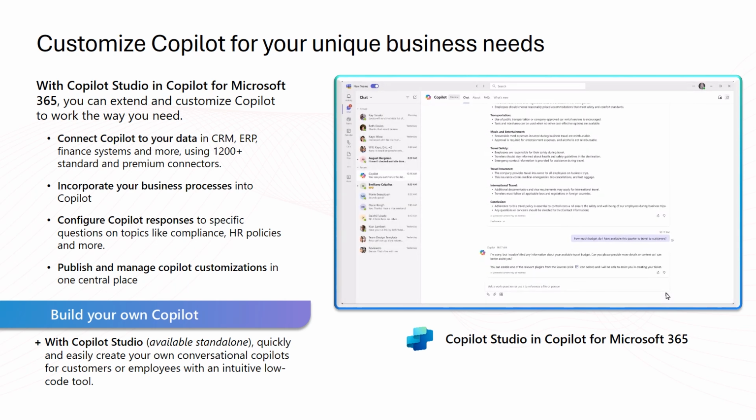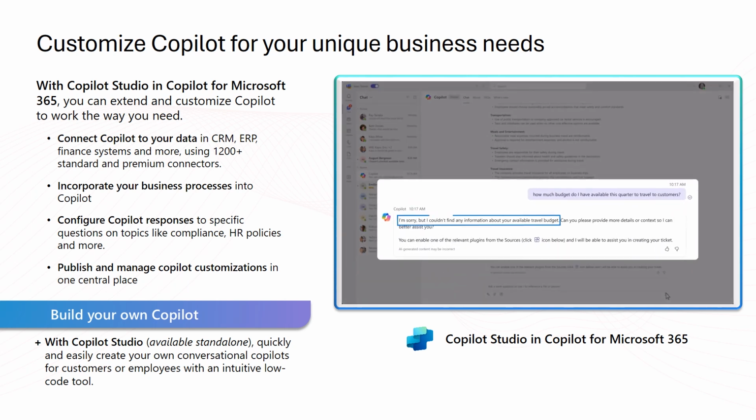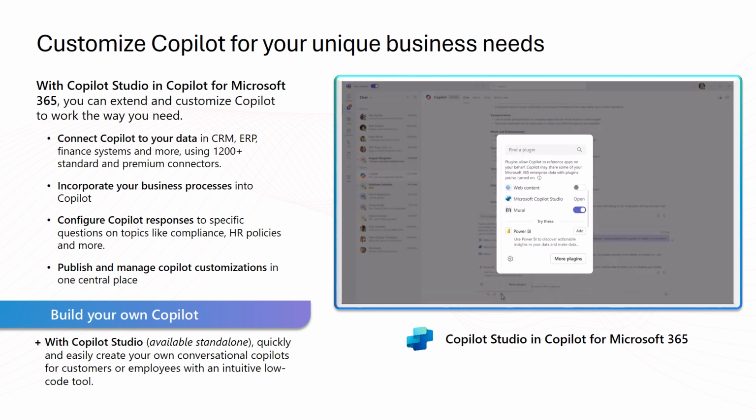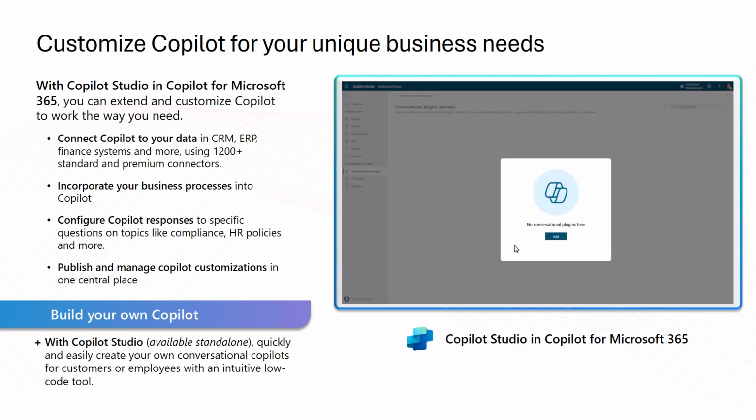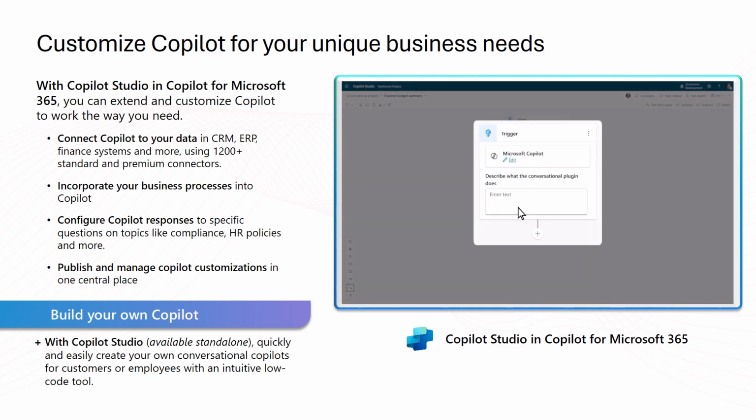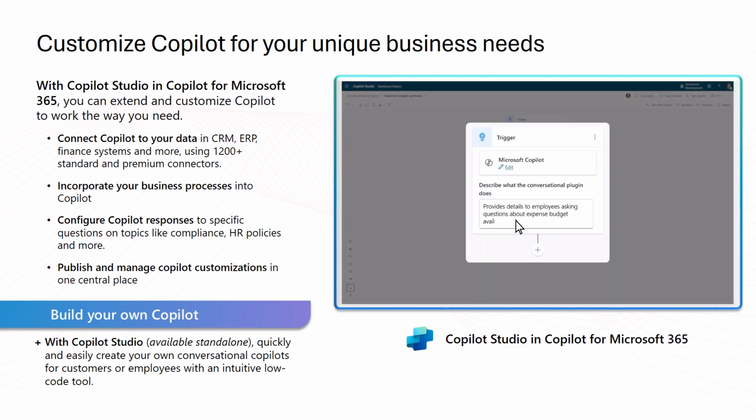Copilot will find information from the Microsoft Graph, but that's only going to get you so far, because the data you're looking for resides in a system of record. With Copilot Studio, you can customize your Copilot to access data from first and third-party sources. Just start by giving your topic a description for what you want it to do. In this case, providing richer details on expense questions.